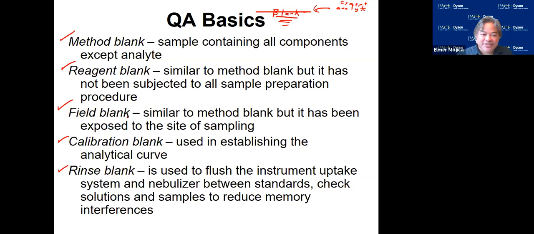Okay. Field blank, similar to method blank, but it has been exposed to the site of sampling. So it is different also from the reagent blank, because reagent blank is just untreated blank. Field blank, you expose it to the site of the sampling. Calibration blank, you use it in establishing the analytical curve. So it is included in the calibration curve.